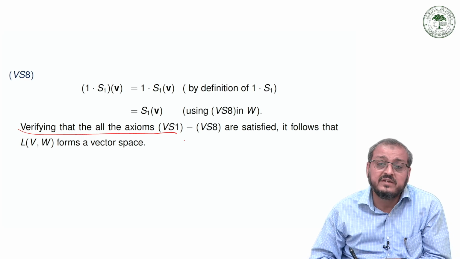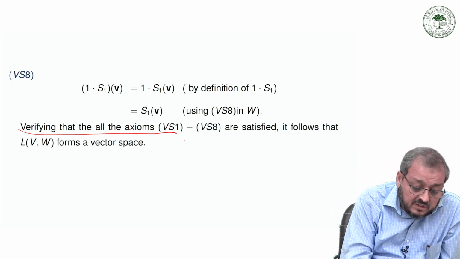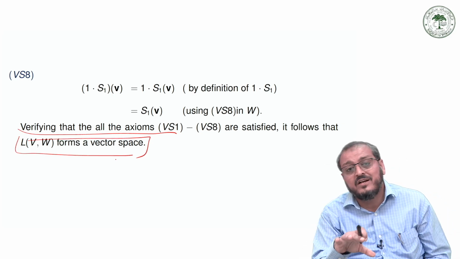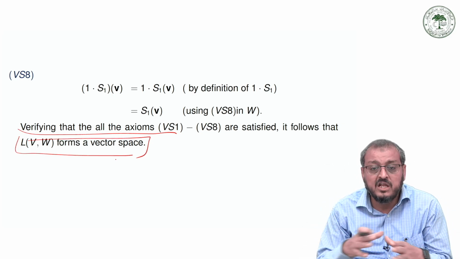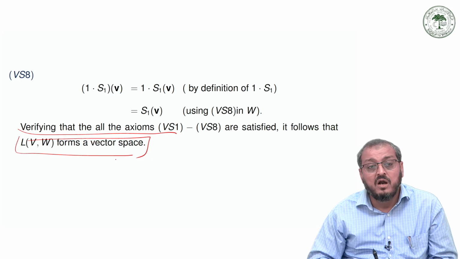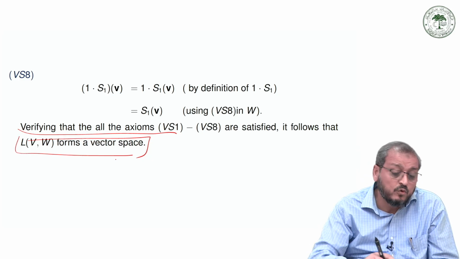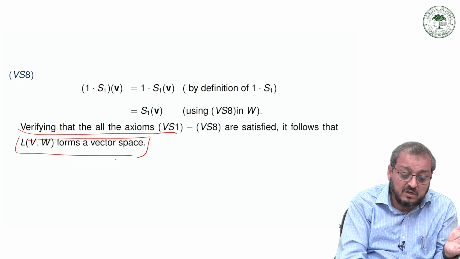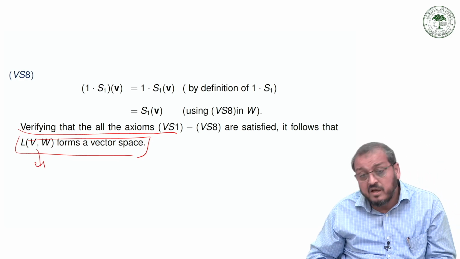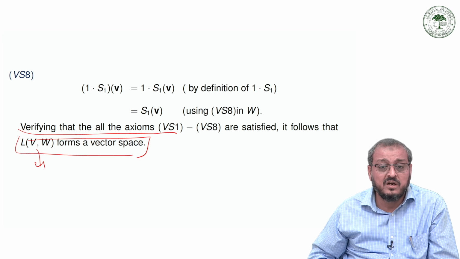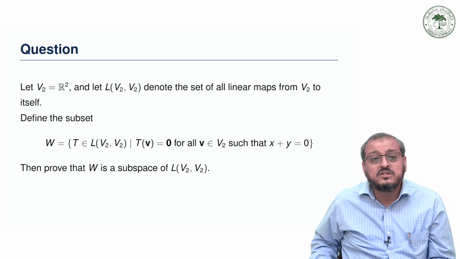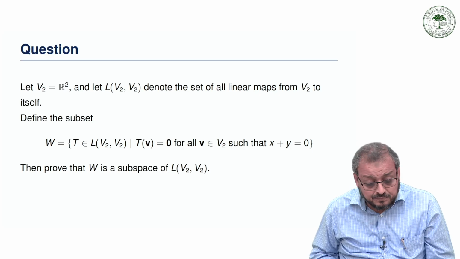and that means we can say that this L of V, W forms a vector space under the binary operation addition of two linear maps and also the scalar multiplication of a linear map, as we have defined. So this completes the proof of this theorem. That means all L(U,V) form a vector space under the sum of two linear maps and scalar multiplication. Okay, now we have to try some questions related to this.